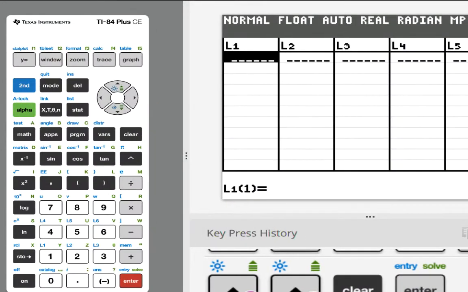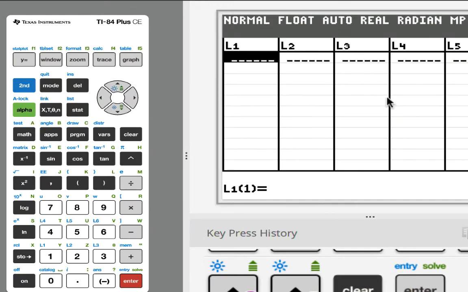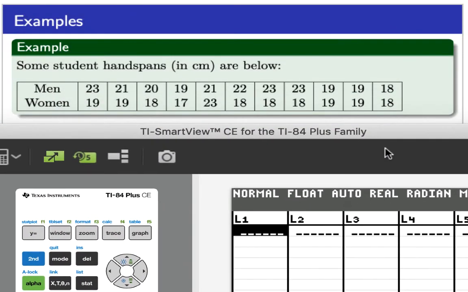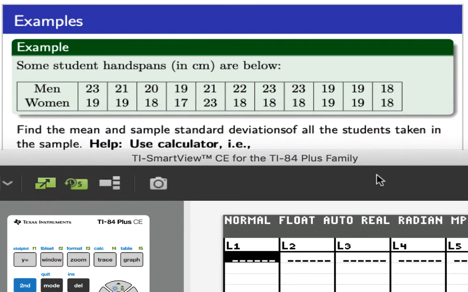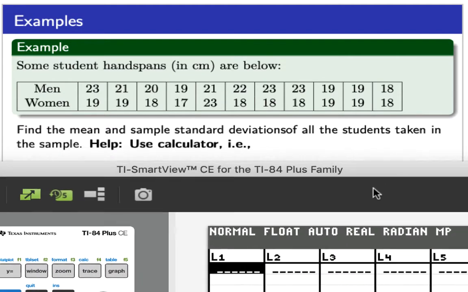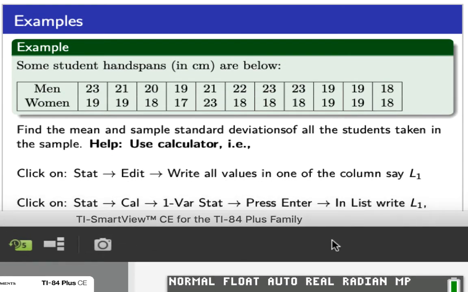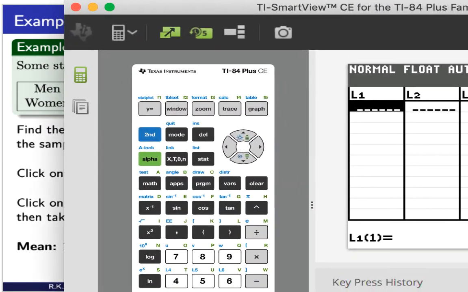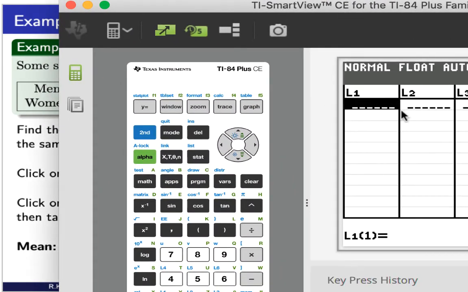In this one, the question says find the mean and sample standard deviation of all the students taken in the sample, which is basically the hand spans. So we're going to plug in all these values from 23 till 18. There are going to be 22 of them in our calculator, and then we will follow the formulas which are given over here. So go ahead, take your calculators out. If you find some values in L1, because that's where we're going to put these values, please clear them and then plug in these values.